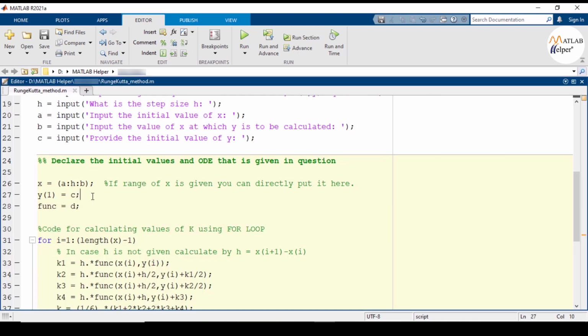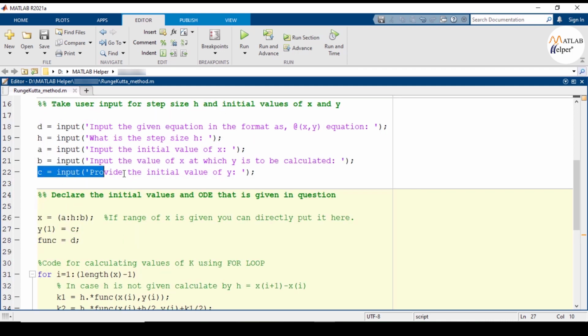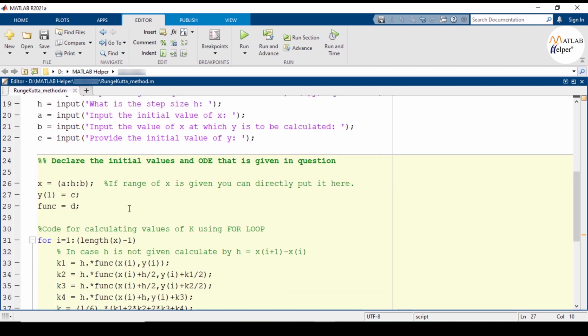In the next command, y of 1 is equal to c. The initial value of y that is taken from user and assigned to the variable c in previous lines of code, as you can see here, is now assigned to the variable y as its first place value. The value of c will be stored at the first place of matrix y.